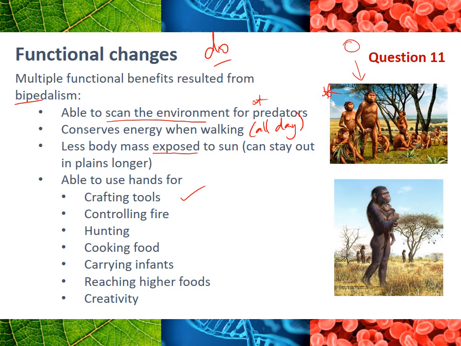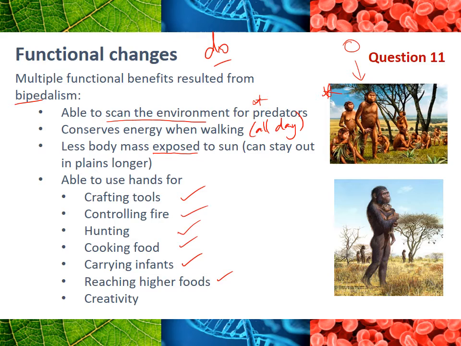We could start to control fire. We could hunt different animals. We could start cooking food. We could carry our infants for long distances when we went to find food and all of those things. If food was in higher places, we could reach up and grab it.